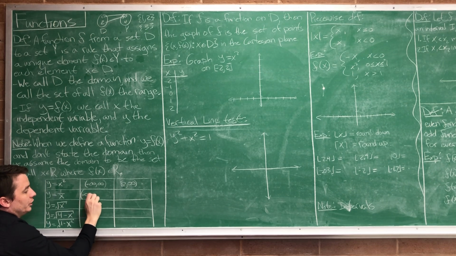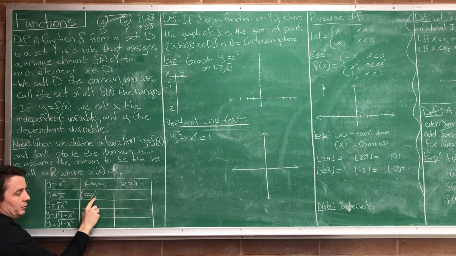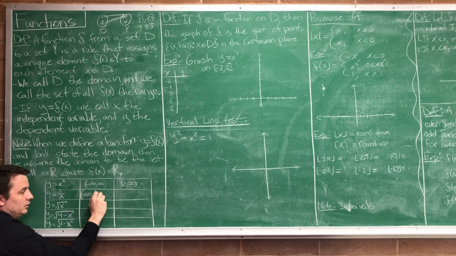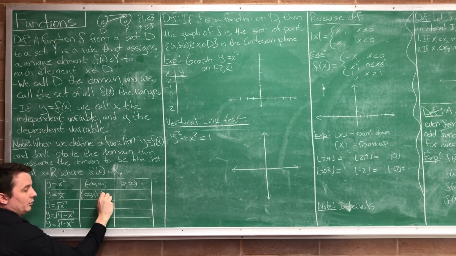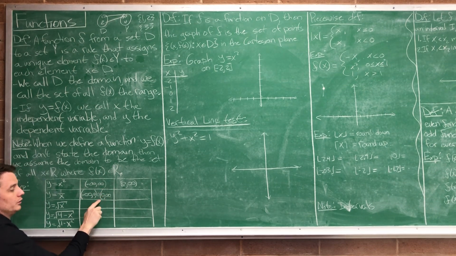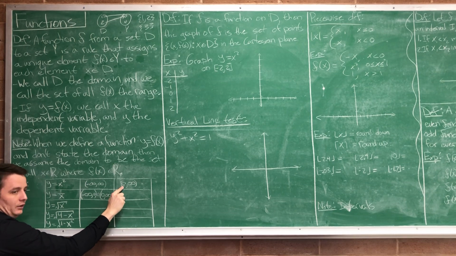Square bracket means include it, round bracket means don't include it. So negative infinity to 0, round means not including 0. So negative 0.1's in there, negative 0.001's in there, negative 0.00001's in there, but not 0. Union with, again, round bracket, not including 0, all the way up to infinity. If we want to include 0, we put the square bracket. That means include 0.